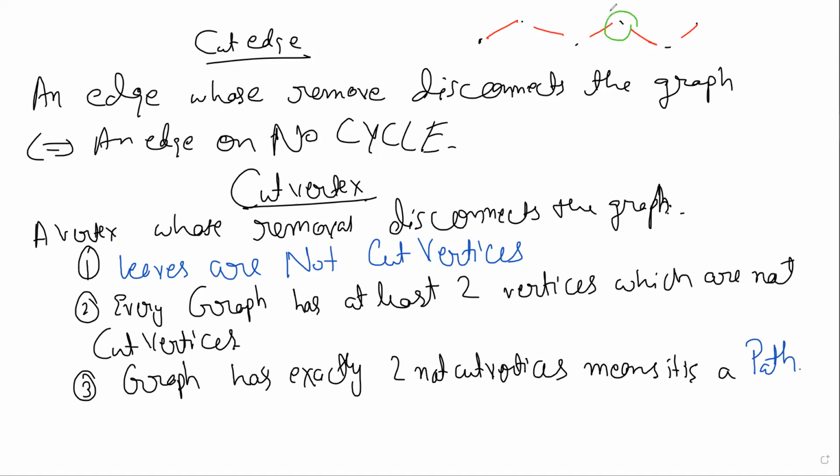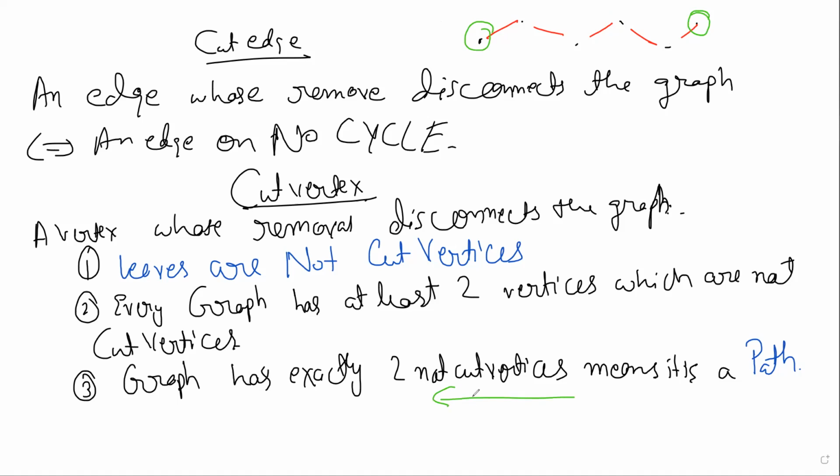This is a cut vertex. If I remove it, the graph gets disconnected. So it is a cut vertex. The endpoints are, as has been the flavor of non-cut vertices, non-cut vertices. Endpoints are non-cut vertices. So obviously there are no others. So in a path, this direction of the statement is trivial. The path has exactly two non-cut vertices.